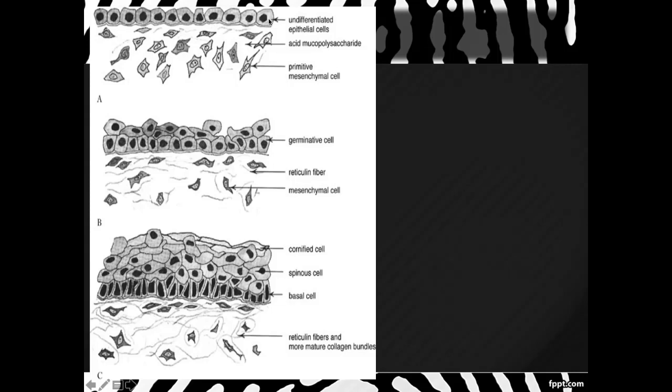So this is one layer of ectodermal undifferentiated epithelial cells. Then it will divide into the germinative layer and the periderm on the upper surface, and the germinative layer will then give rise to the basal layer and stratum spinosum.